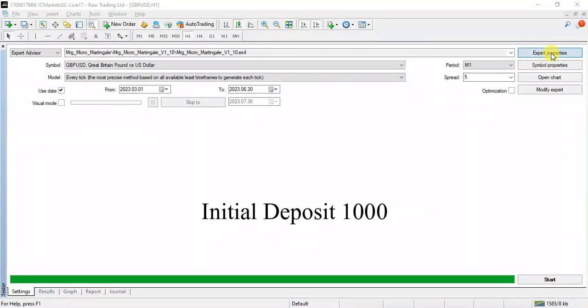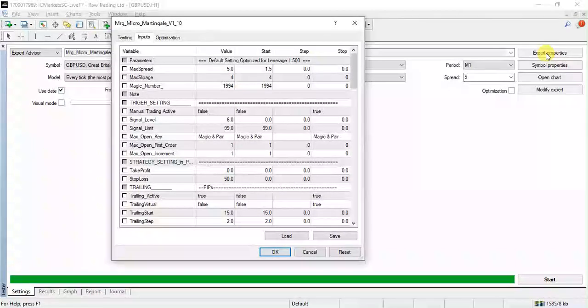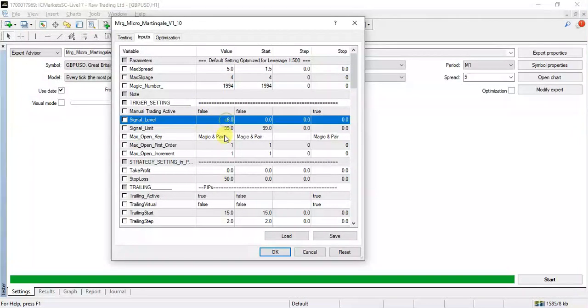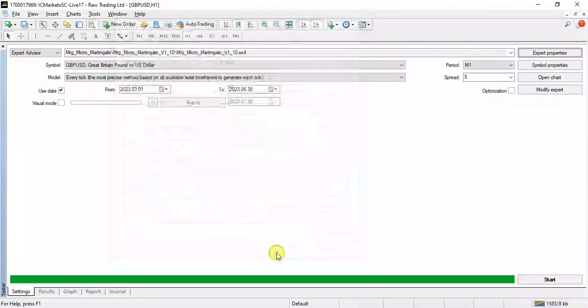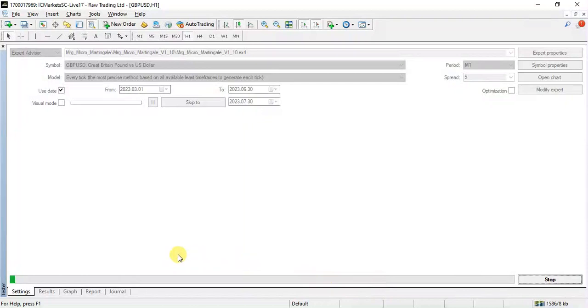Now open expert properties. I am using max spread 5 and signal level 6 and stop loss 50. Click OK and start the testing.